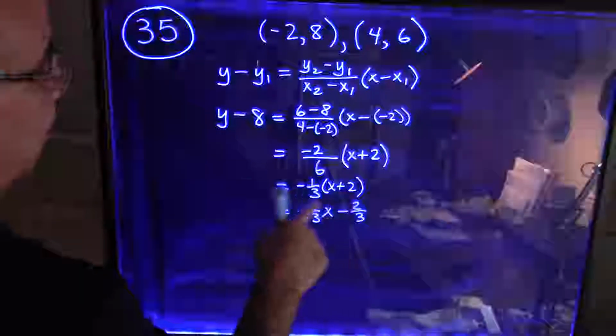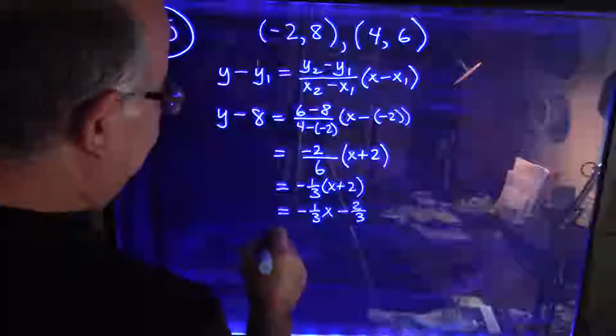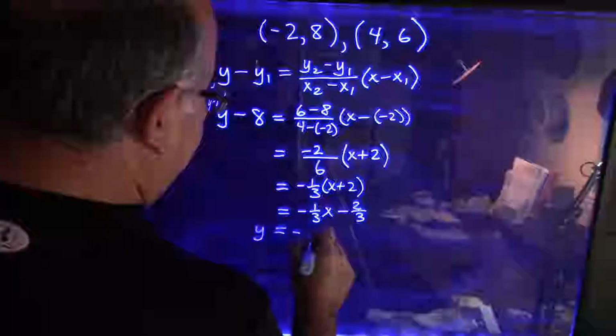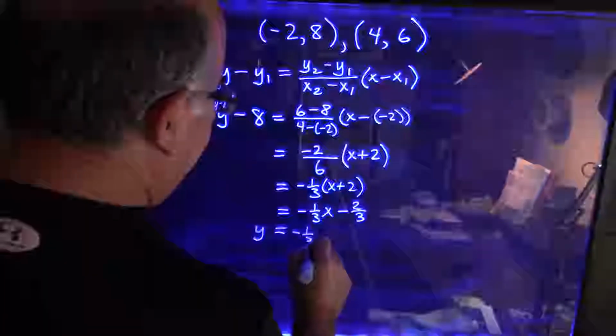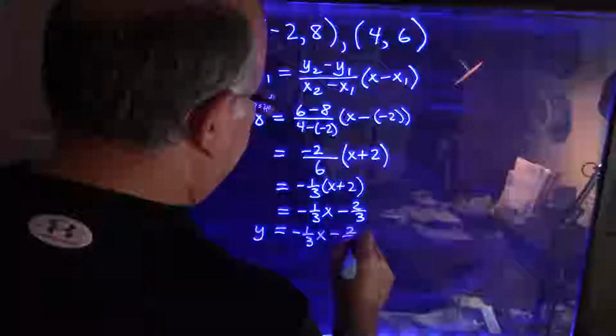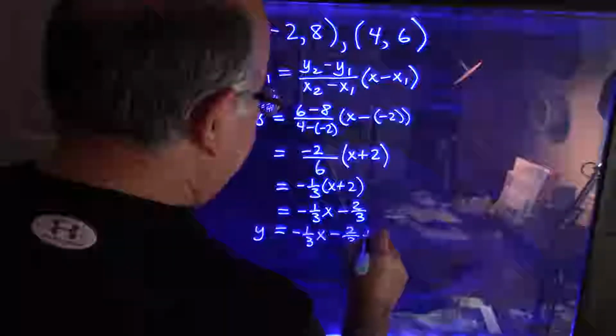Now add 8 to both sides, or transpose the negative 8 to the other side. That'll give you positive 8 on that side, the right side. So that's negative 1/3 x minus 2/3 plus 8.